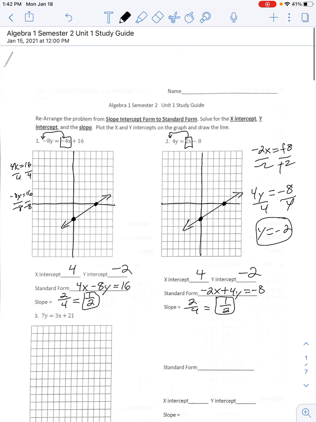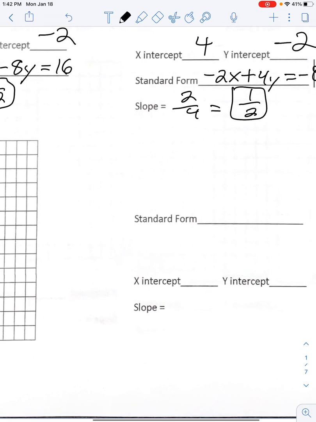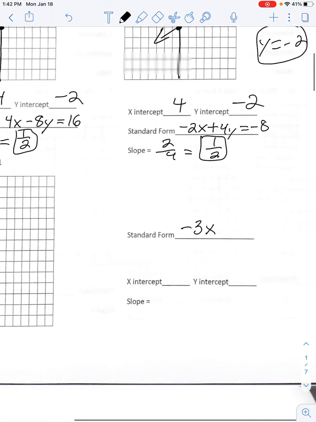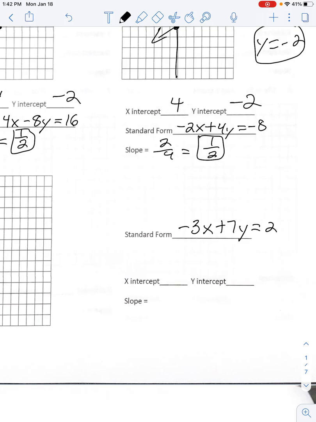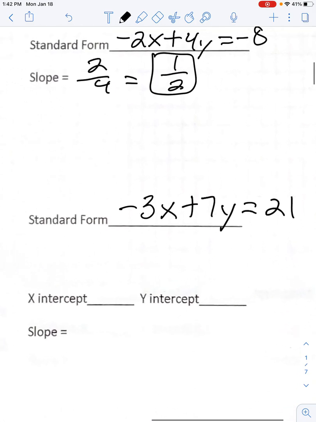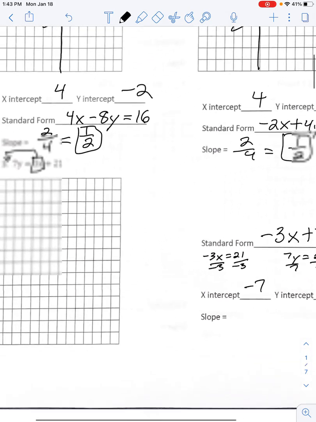Number 3. So once again, same process. To get to standard form, you're going to take the x, move it to the front, and change the sign. So it's going to be -3x plus 7y equals 21. Then to solve for the x and y intercepts, for the x, you're going to take the y out. For the y, you're going to take the x out. So the x-intercept is -7. The y-intercept is 3. So now let's go to our graph.